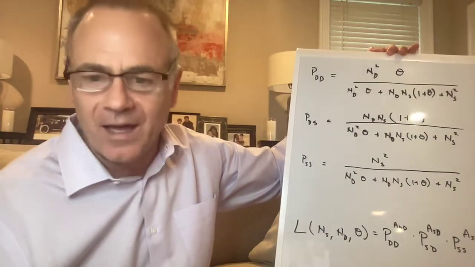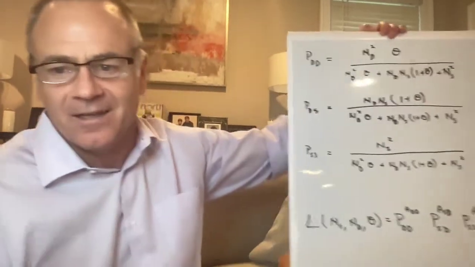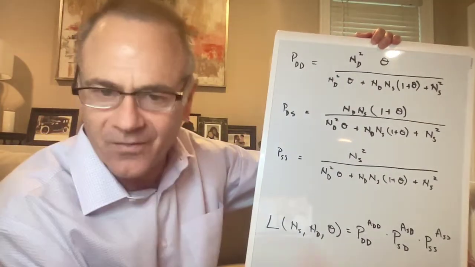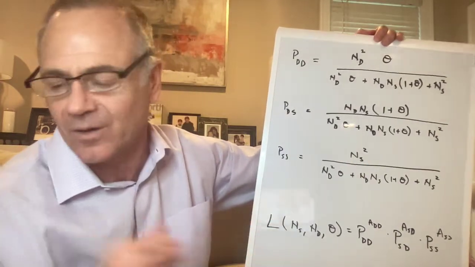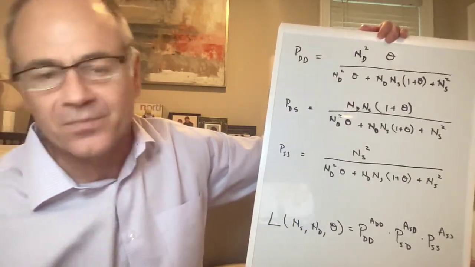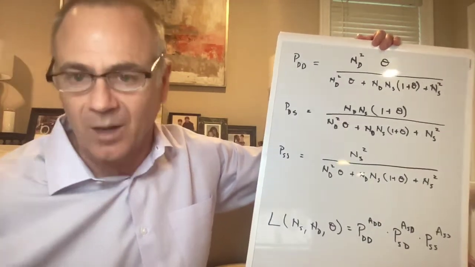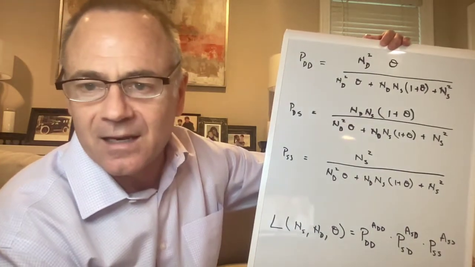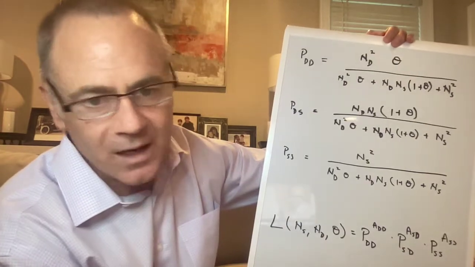Now, before, I said pretend that a magic genie told us the value of theta, and the values of ns and nd. The problem is there's also an identification problem with ns and nd. And in particular, here's what happens.